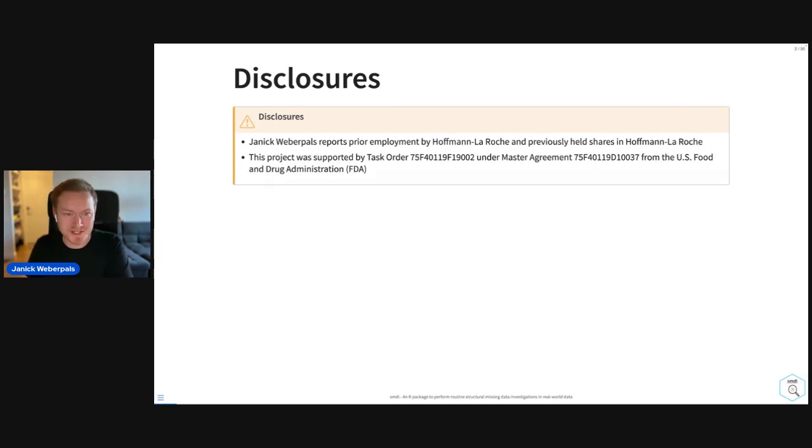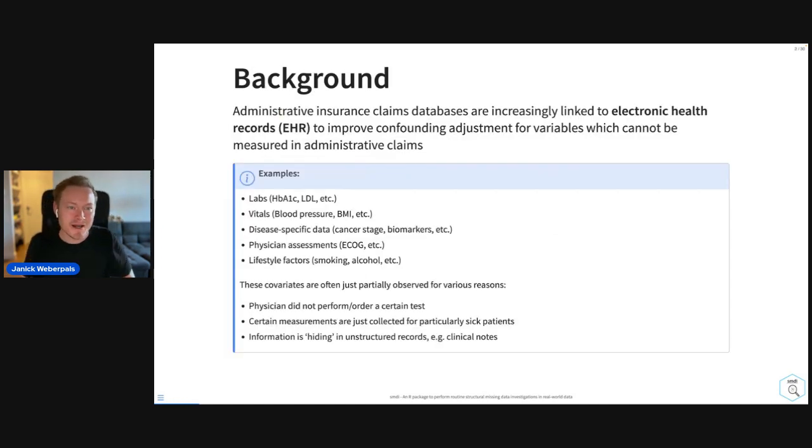FDA Sentinel Innovation Center. So as a background, I work mostly in the field of real-world evidence, and real-world evidence is getting an increasing role in complementing evidence coming from clinical trials. But of course, there are some limitations in terms of confounding and so on and so forth, and especially when working with electronic health records like I do in the field of oncology.